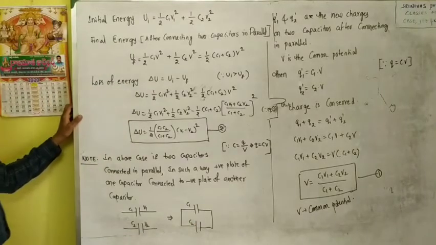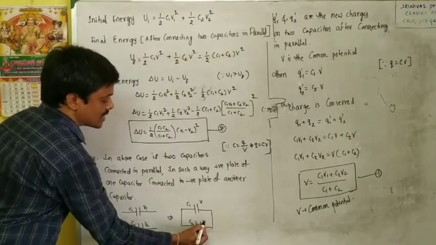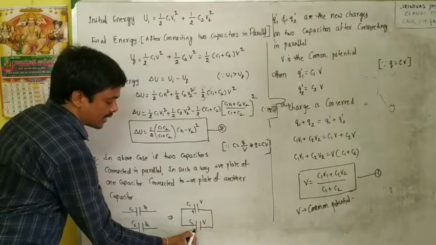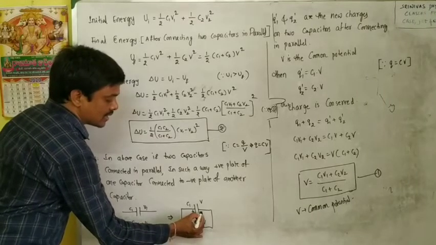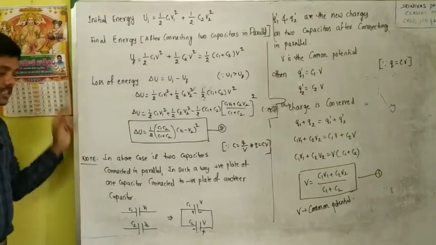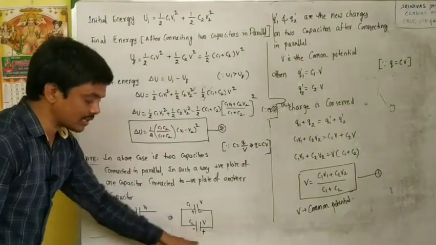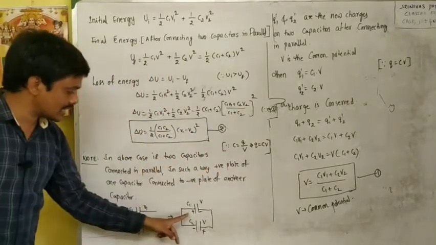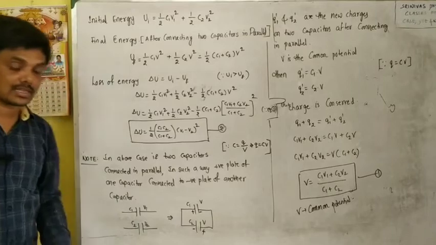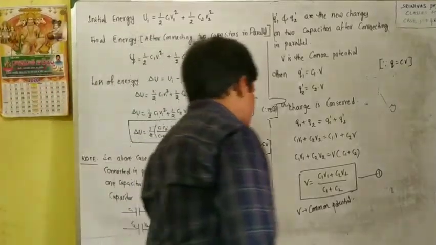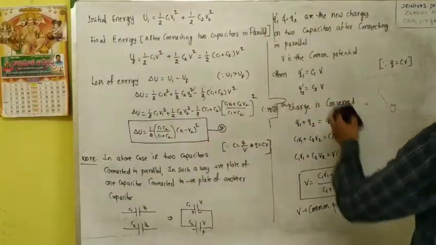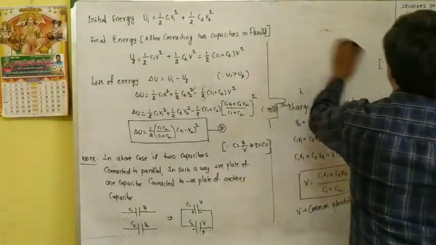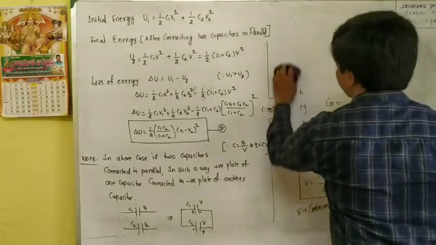When we connect them in parallel, they acquire the common potential V. But here, the positive plate of one capacitor is connected to the negative of another, like this. Negative is connected to positive. In the previous case, plus was connected to plus and minus to minus, and we derived the common potential and the loss of energy. Here the case is plus connected to minus, minus connected to plus. Then what is the common potential and what is the loss of energy? It is very simple. The second one we can take as minus V2, and then we write the common potential formula like this.